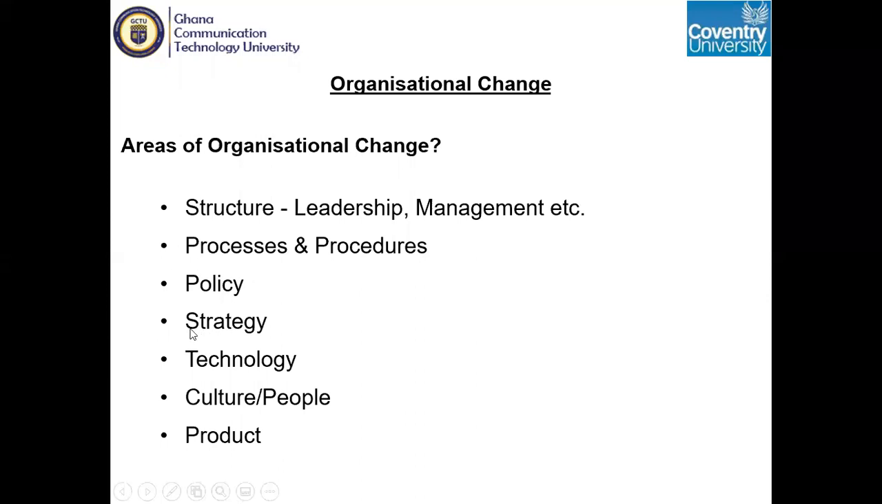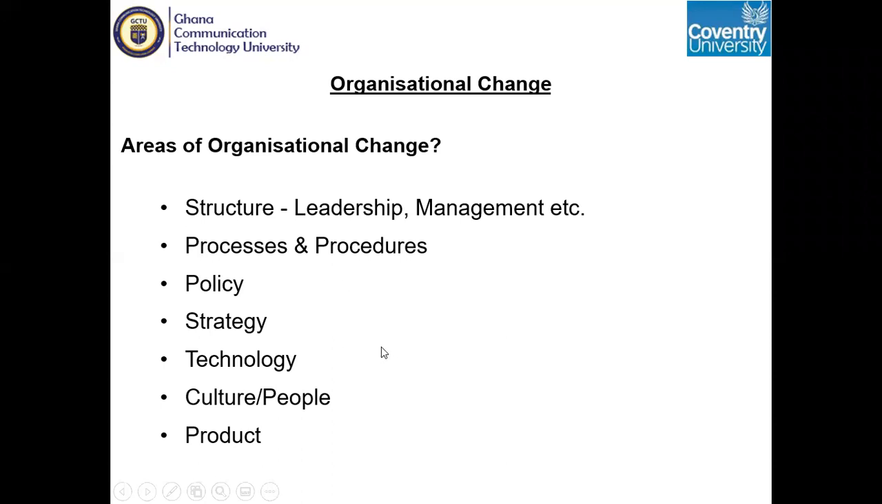You can change policies, strategies. Of course, technology, new things are coming out every day. So you can always change or improve or upgrade our technologies and all that. And then, of course, the human beings as well. The culture is one. We'll have a whole lecture on culture. Culture is one of the things that is very, very difficult to change. As for the human beings, sometimes you can fire people and hire people, but when it comes to culture, it can be a bit more dicey, and we'll be discussing that as well.